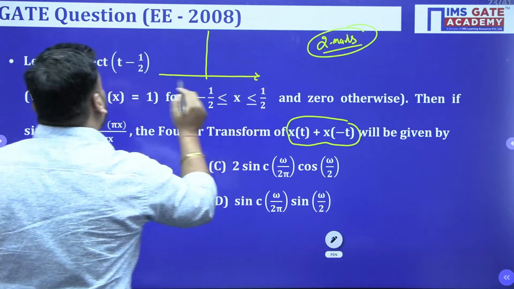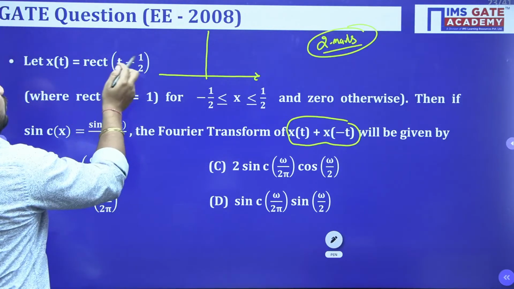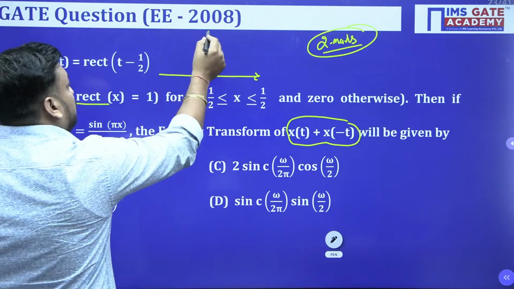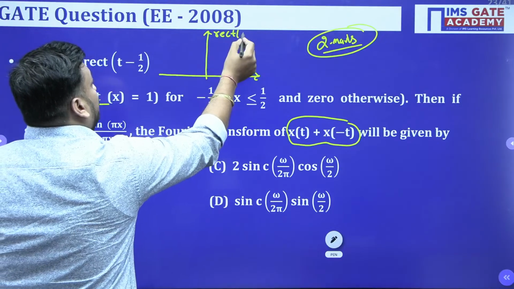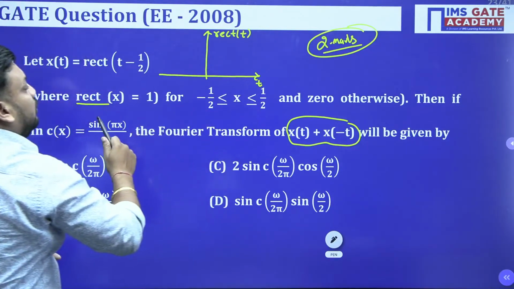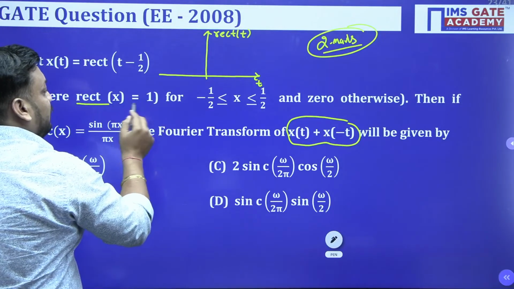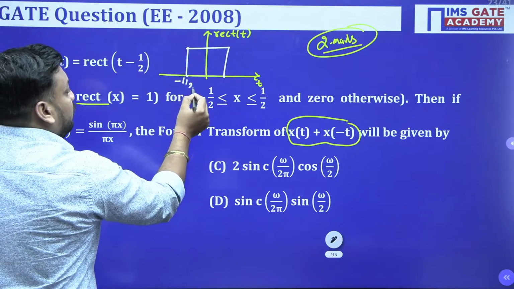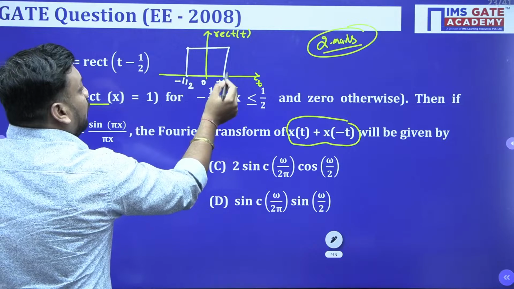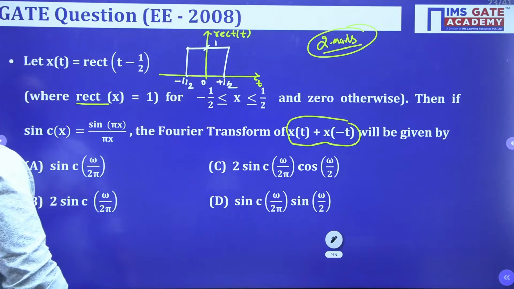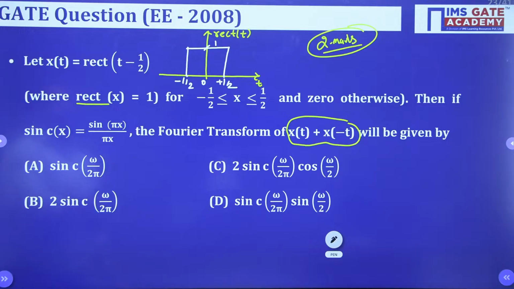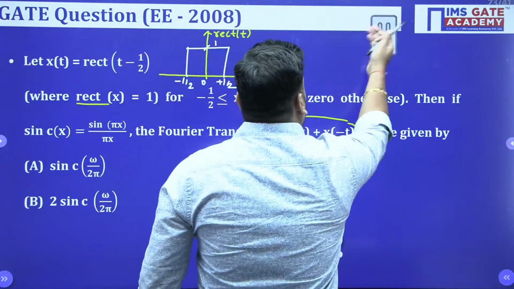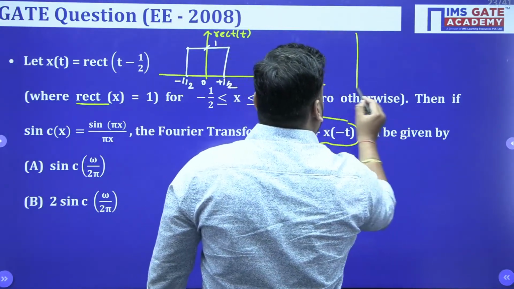So here is x(t). I'm just making the curve: x(t) is equal to rect of (t minus half). What is the meaning of rect? Rectangular is 1 for minus half to plus half. So if I make the curve of rect of t only, the magnitude is 1 from minus half to plus half. And what about x(t)? It is nothing but rect of (t minus half).